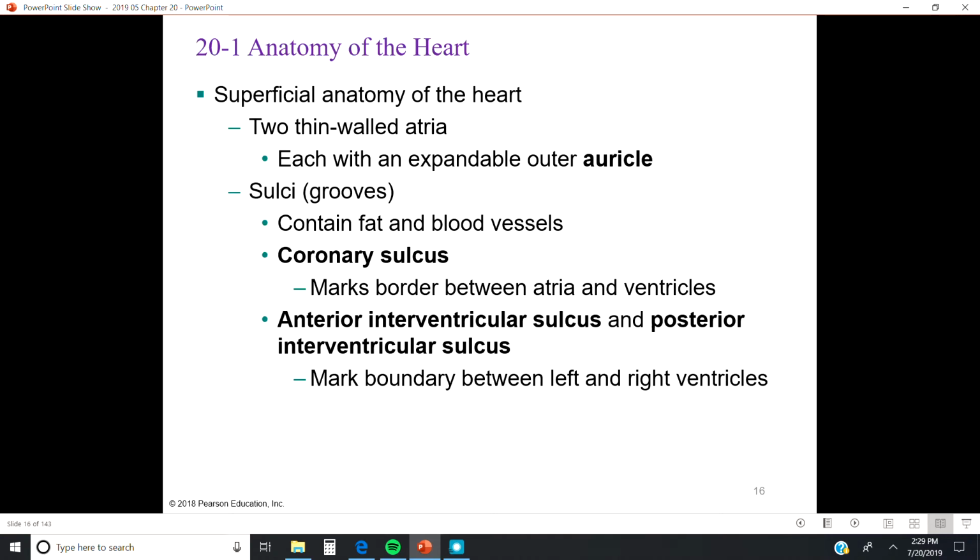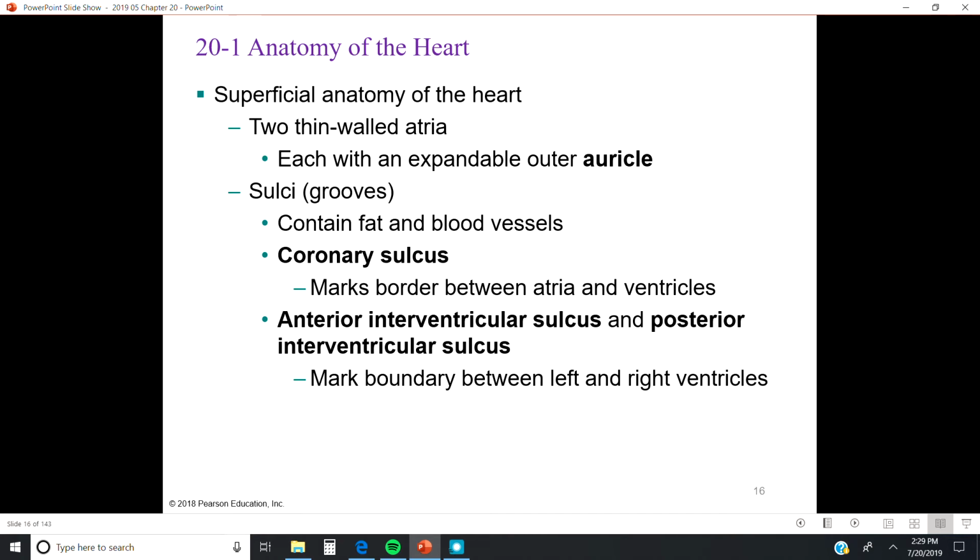Now, there are some grooves on the heart known as sulci, right? A sulcus is nothing more than a shallow groove. One of the problems with looking at sometimes a picture or even a model or a real dissection is that the sulcus is going to be filled with blood vessels and fat, so it's actually hard to see the groove itself. So you have to use your imagination a little bit.